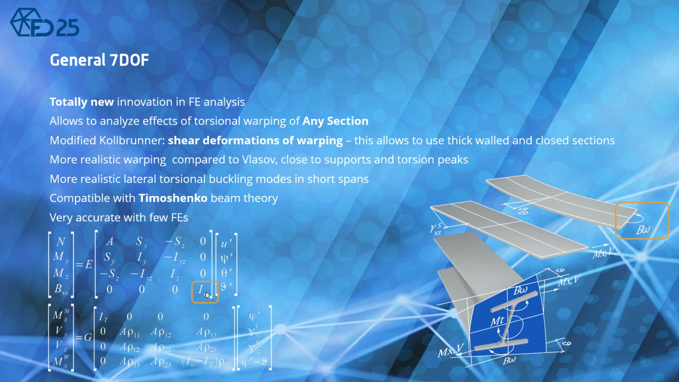So the traditional warping, or 7th degree of freedom, theory has been that we just use the bending, but now we can also take the shear parts of the warping into account. So that's new. What it means is that this will be more realistic and it can be used in any section, not just thin-walled or closed sections. So whatever section you have in your finite element model, the 7th degree of freedom can be turned on for those beams as well. And it's very accurate and also compatible with Timoshenko because we have the shear deformation component in the beams.